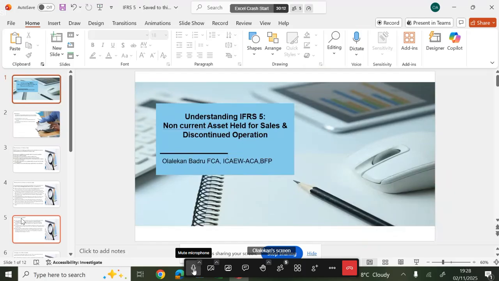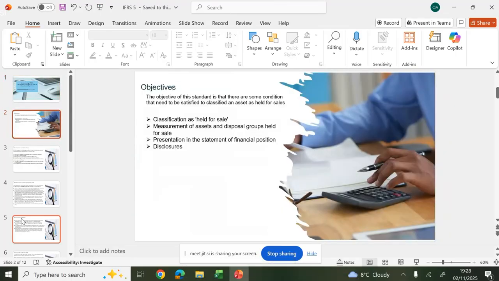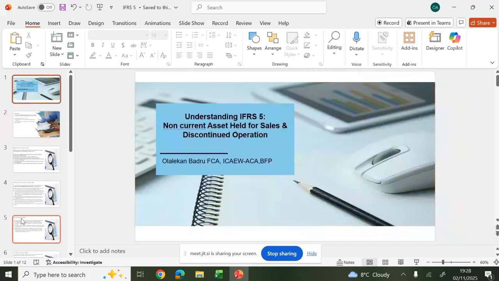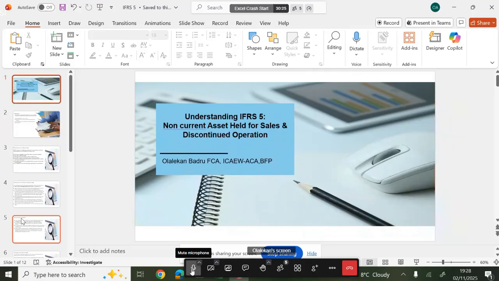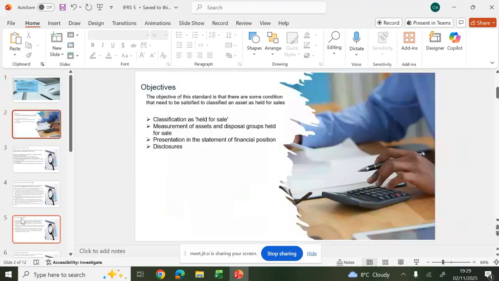Okay, so we'll be looking at IFRS 5. Basically, I will tell us what the objective of IFRS 5 is. IFRS 5 is talking about non-current assets held for sale or discontinued operations. So when you say non-current asset held for sale, that means something that is held for sale or discontinued operation.